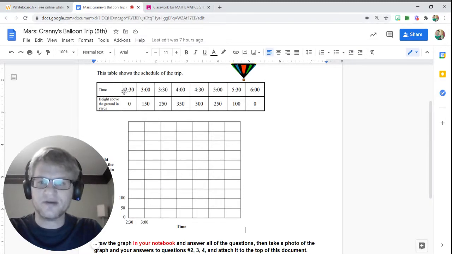Now notice that the time goes up by a half hour: 2:30, 3 o'clock, 3:30, 4, 4:30, 5, 5:30. So altogether, we have a balloon ride that lasted quite a long time, from 2:30 in the afternoon all the way until 6 in the evening.